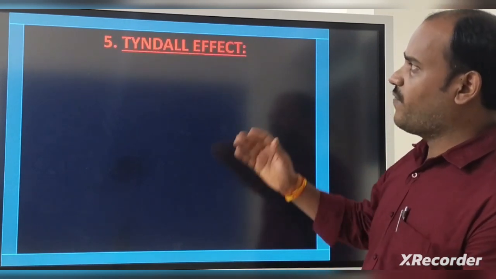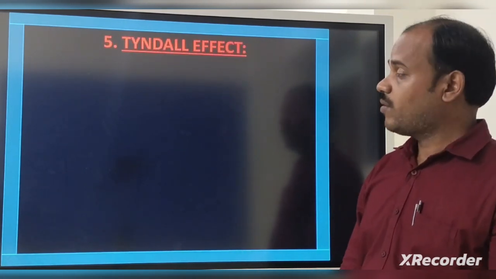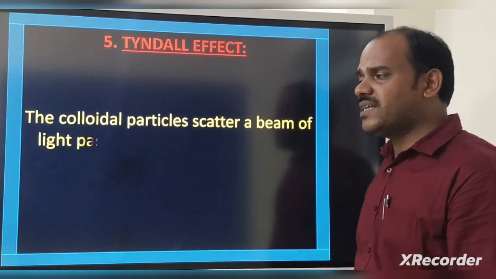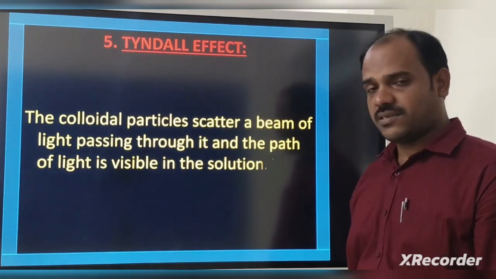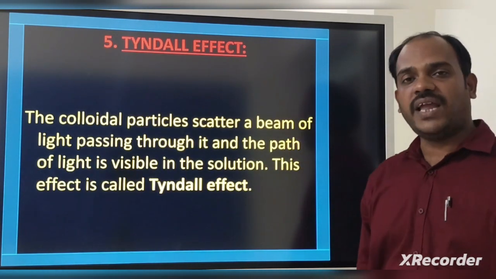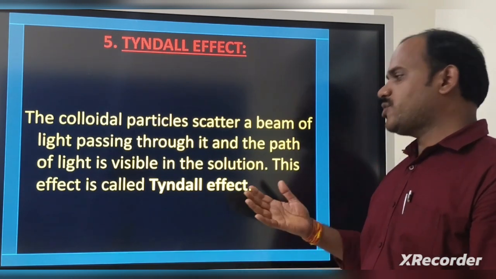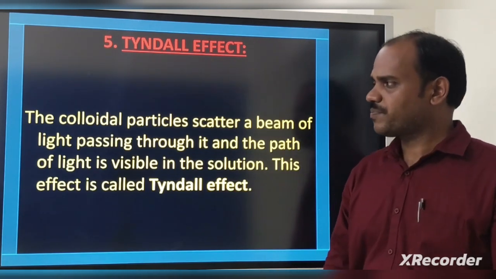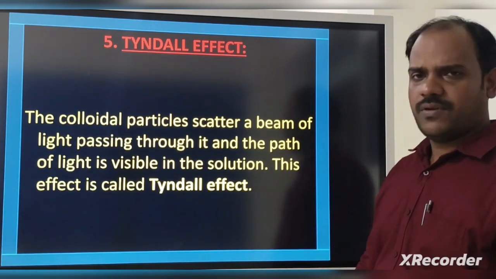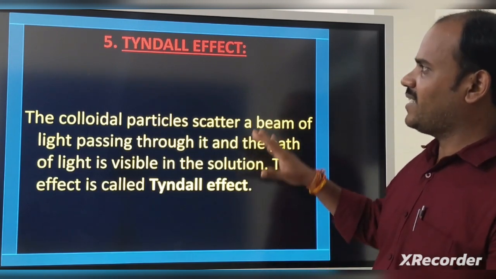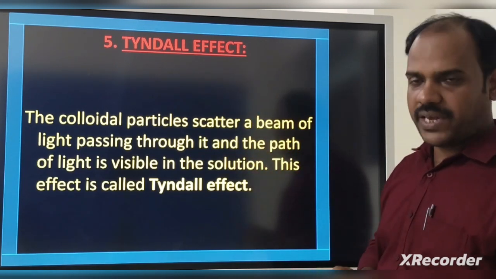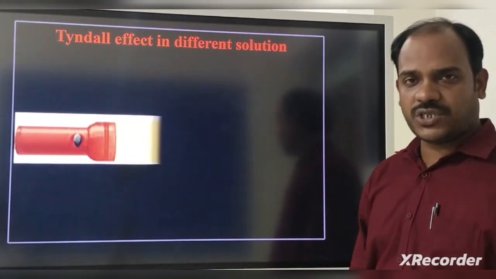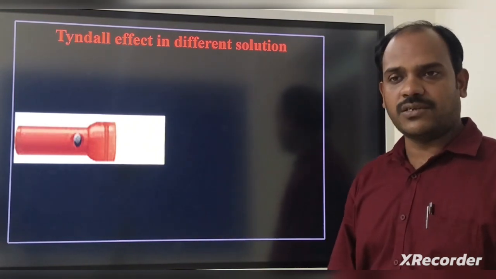After stability, the fifth point is Tyndall effect. What is Tyndall effect? So friends, the colloidal particles scatter a beam of light passing through it, and the path of light is visible in the solution. This effect is called Tyndall effect. Let's have an example. We'll do some activity to understand this Tyndall effect clearly. Okay, let's do. Here, take a torch. You all know where can we get a torch.